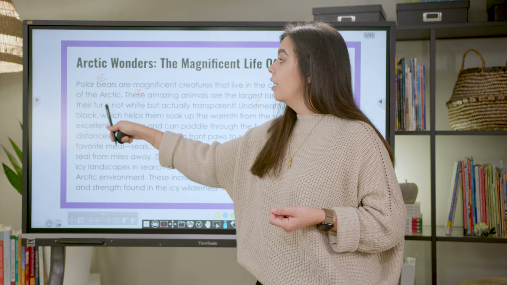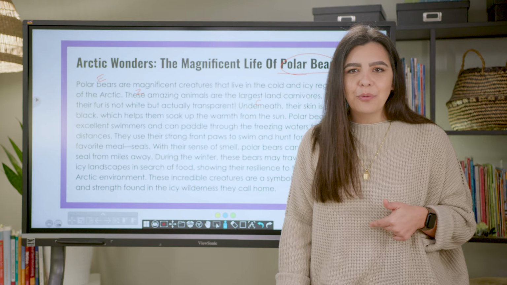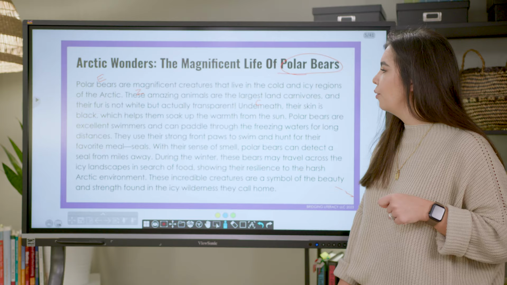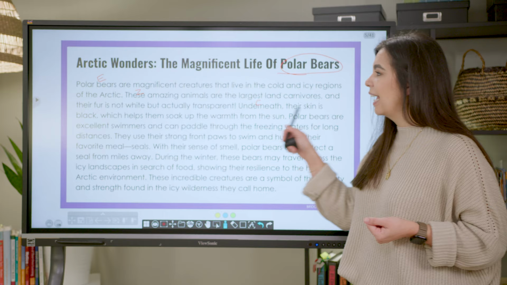Wow. I want you really quick to turn to somebody next to you and tell them what their fur actually is. It's not white, but it's what? And then they're gonna turn and talk. All right, coming back to me in 3, 2, 1. We're reading this one together as an entire group. The next sentence: Underneath, their skin is black, which helps them soak up the warmth from the sun.